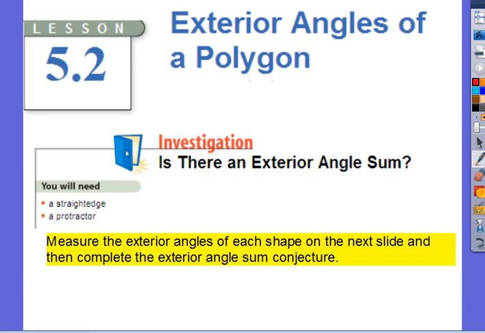5.2, exterior angles of a polygon. So that's it for 5.1. We're going to do some work on that with activities in class. So please write 5.2, exterior angles of a polygon.